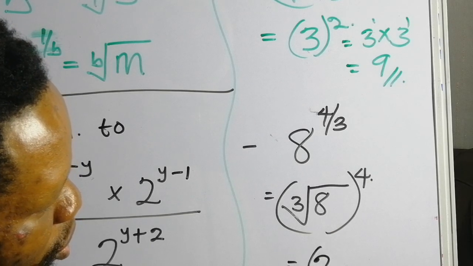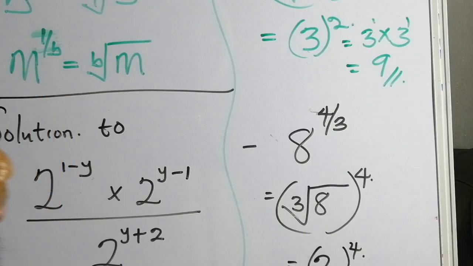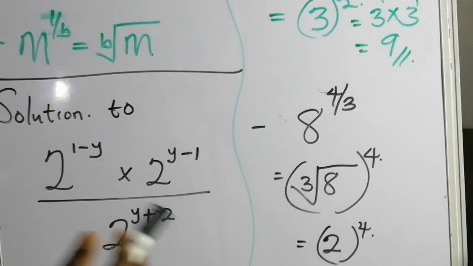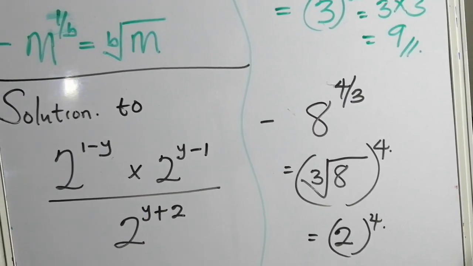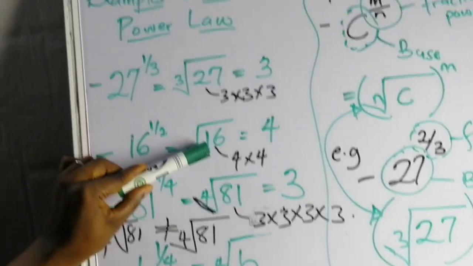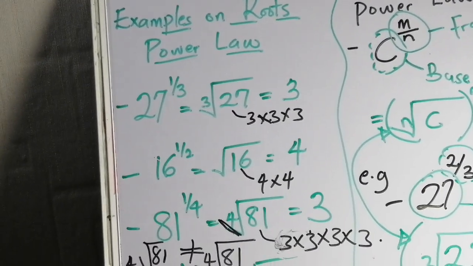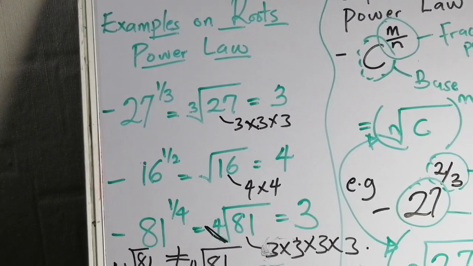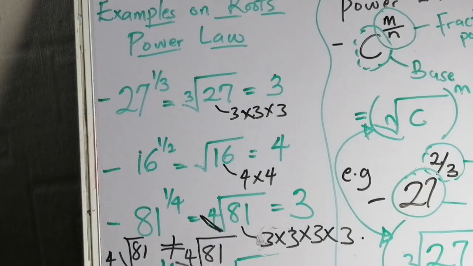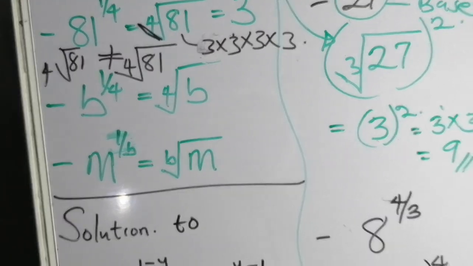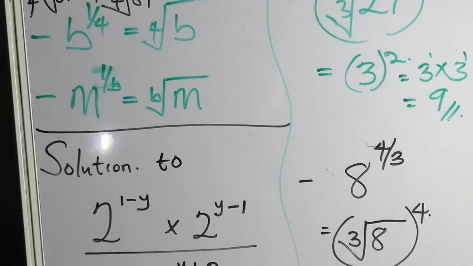So it means the answer here is 2, all raised to power 4. That's the meaning of this: what can I multiply 3 times to give me 8? In this case here, what can I multiply 4 times to give me 81? What can I multiply 2 times to give me 16? What can I multiply 3 times to give me 27? But in this case, what can I multiply 3 times to give me 8? And this is 2.